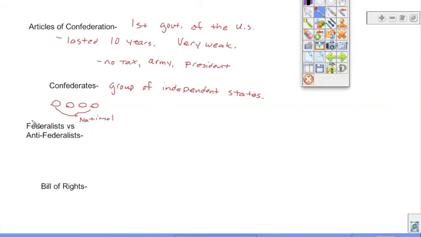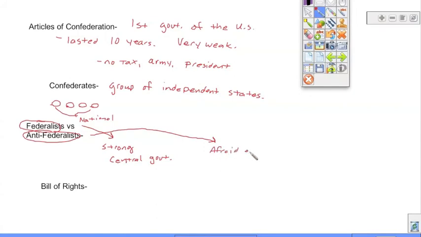Now, there are two groups that come about after the Articles of Confederation, the Federalists and the Anti-Federalists. The Federalists want us to have a strong central government. They think this idea of us being little independent states is not going to work. Now, the Anti-Federalists say they're afraid of central government. And they kind of have a solid reason for this.